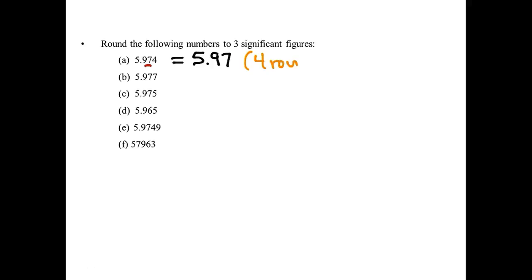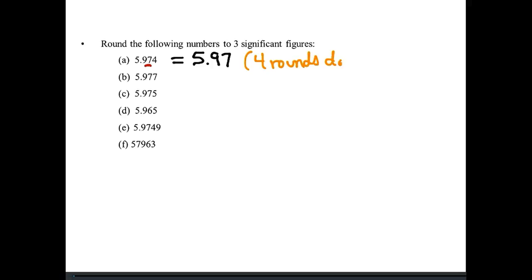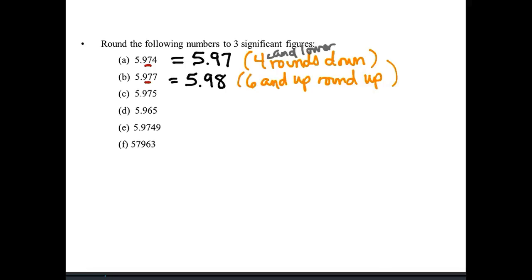That's because 4 will round down because it is less than 5. So 1, 2, 3, and 4 round down. 5.977, the next digit is a 7, so that means it rounds up. 6 and up, round up to the next digit to make it 5.98. Now 5.975, this is going to be 5.98.